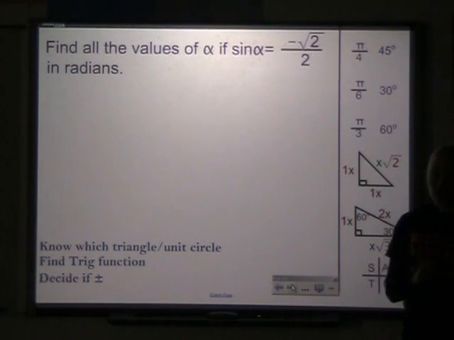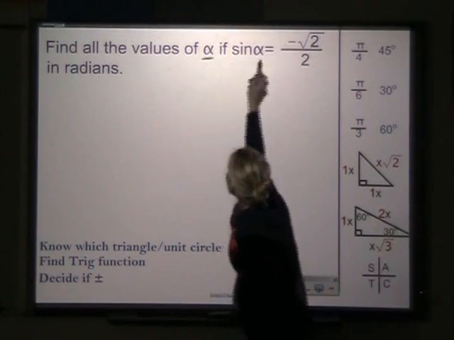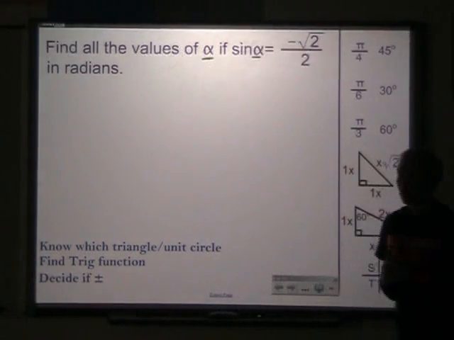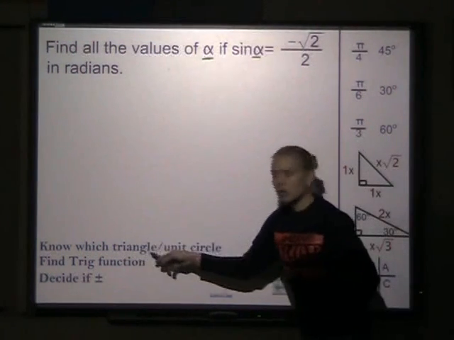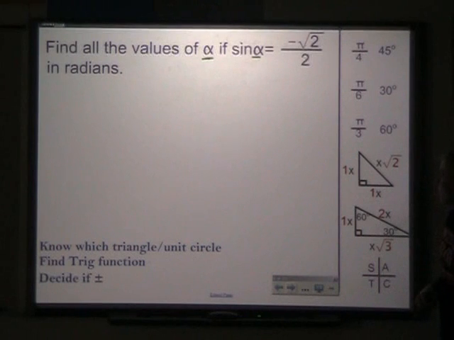Now, the reverse of this. We also did this before. Now I'm looking for the angles. So I have to think backwards to this. So first of all, I have to know which triangle I'm going to be using. Square root of 2 over 2 is my 45, 45, 90, which has a 4.